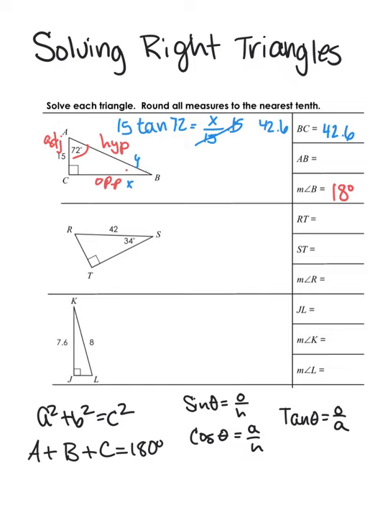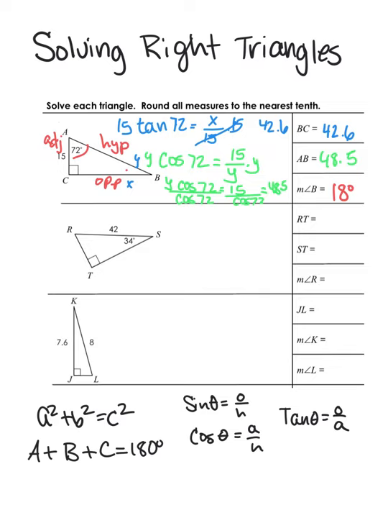What trig function uses adjacent and hypotenuse? That's the cosine. So the cosine of 72 is equal to the adjacent over my hypotenuse. This one's a two-step problem, and that's okay. Multiply both sides by y. So I get y times the cosine of 72 is equal to 15, then divide by the cosine of 72. And 15 divided by the cosine of 72 gives me 48.5.